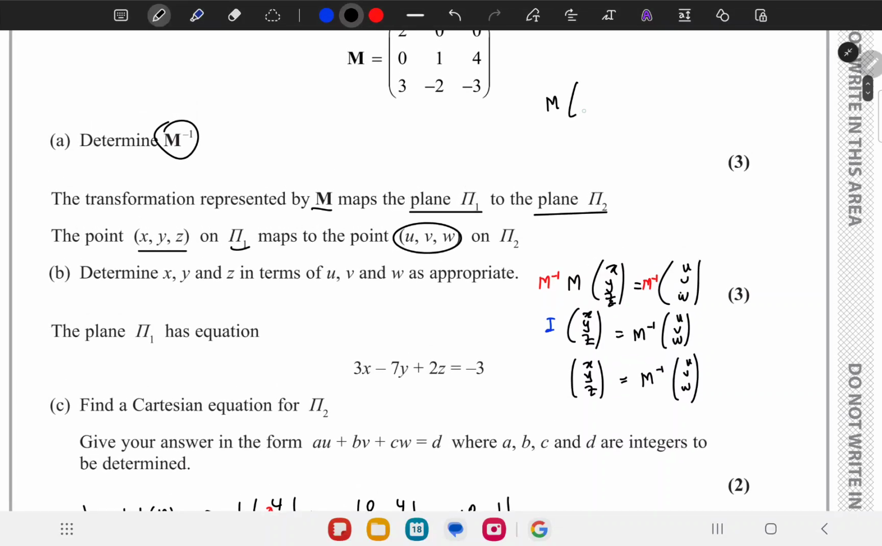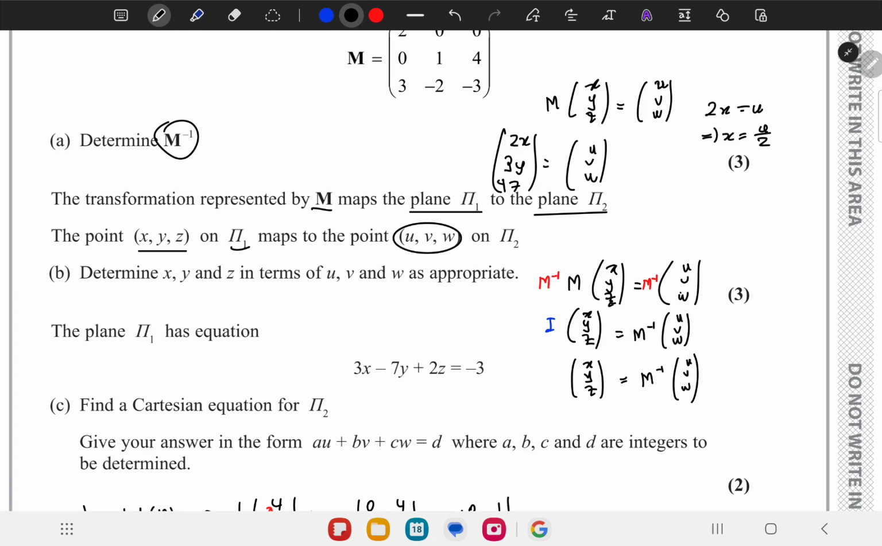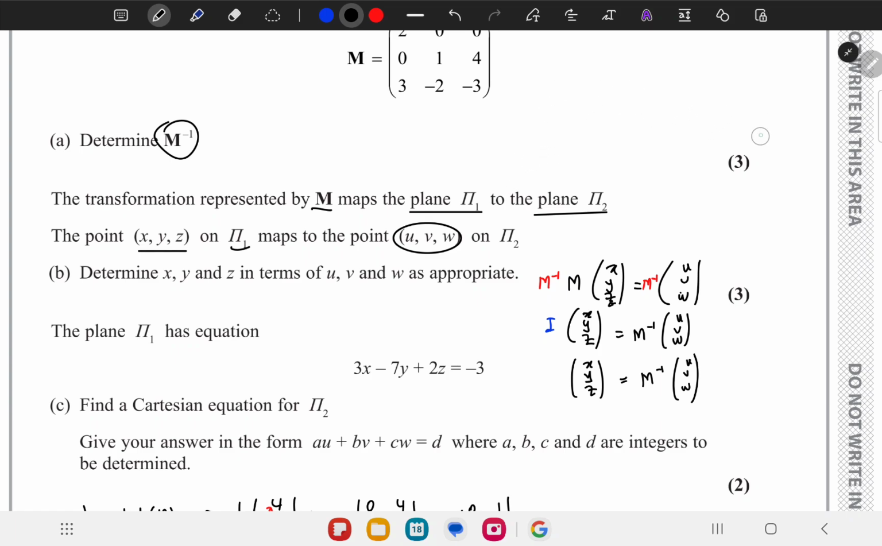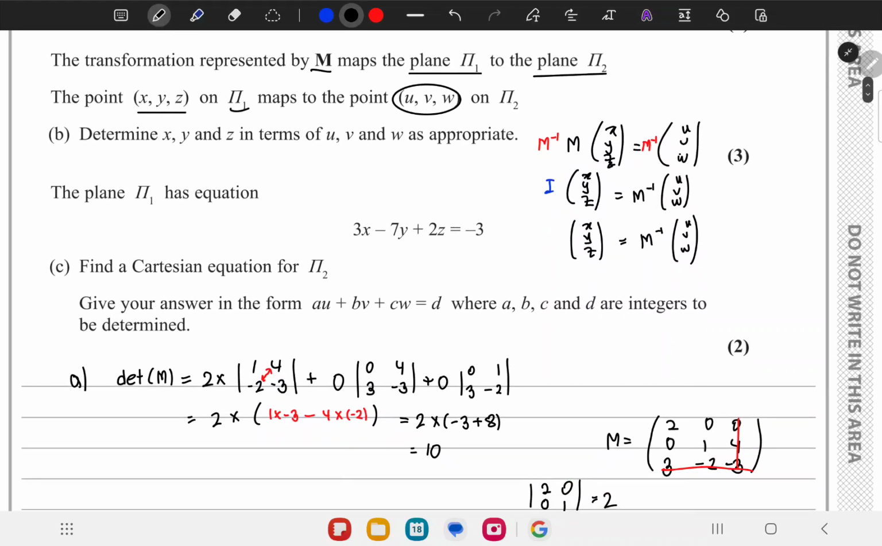Now, if you are not confident with your answer to M inverse, you can still save your marks using this one. Just find this, and so if you get 2x, 3y, 4z equals u, v, w, just solve them like this. Solve them and make x, y, and z the subject, and then give your answer. It will take more time, but it's going to give you the right answer as well.